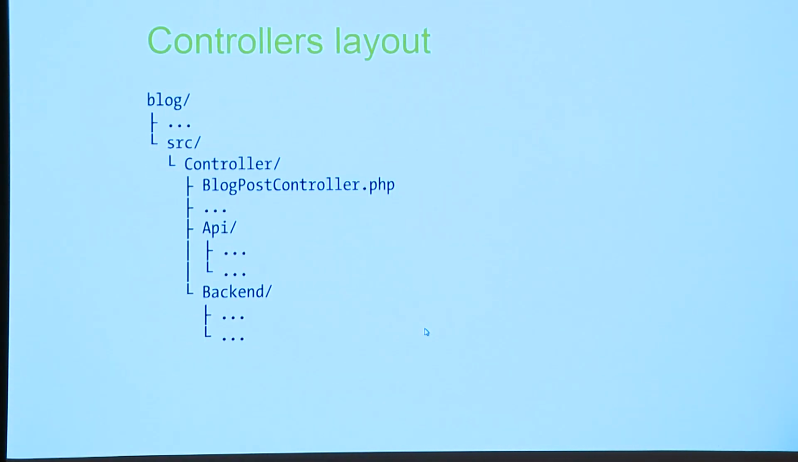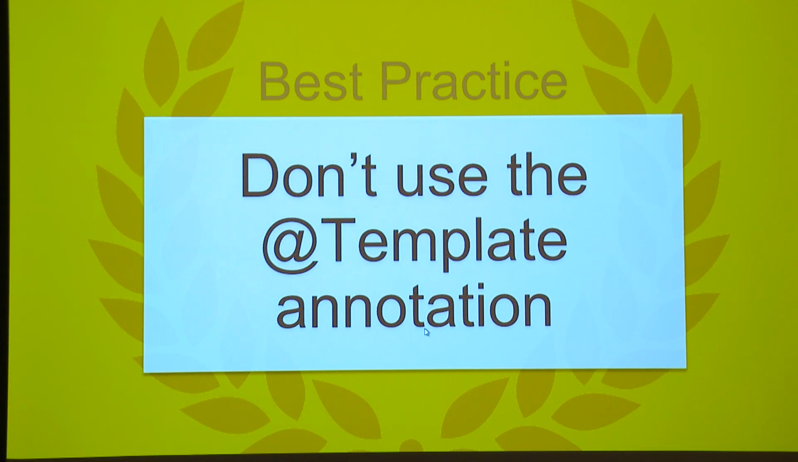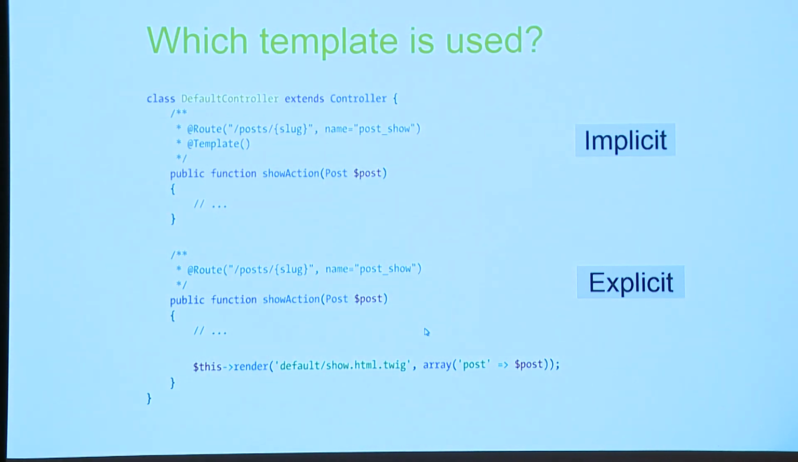It's better. So for controllers, nothing special. Don't use a template. So if you're using this shortcut, just don't use it. Make everything explicit and use the render helper. It's much more explicit. You tell to the reader where the template file is.